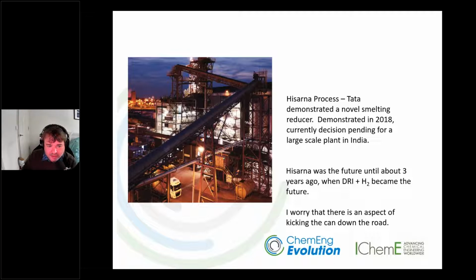I do worry, though, that this relies on people in the future having very, very cheap hydrogen, and there's some limits on how cheap hydrogen can actually get. So I think the world should keep the CCS options in there, as well as just direct reduction of iron ore with hydrogen.